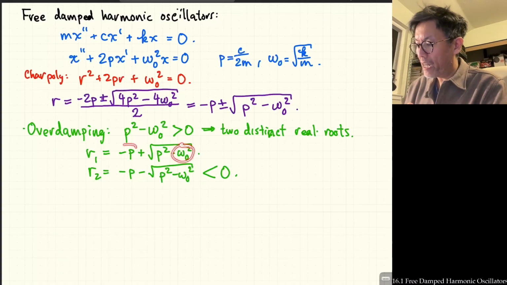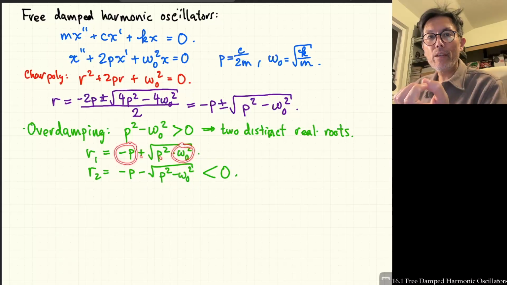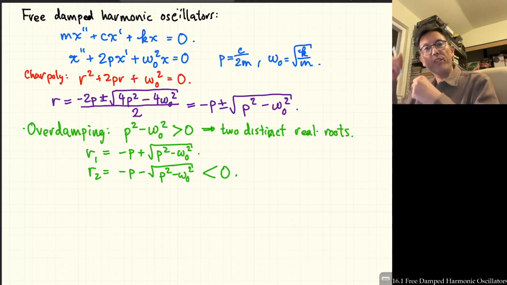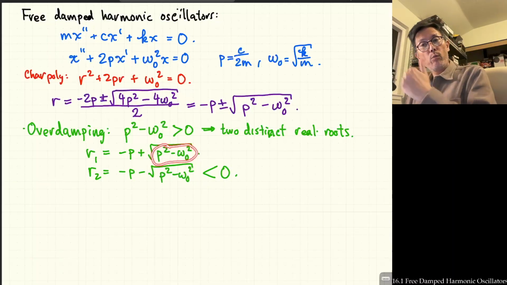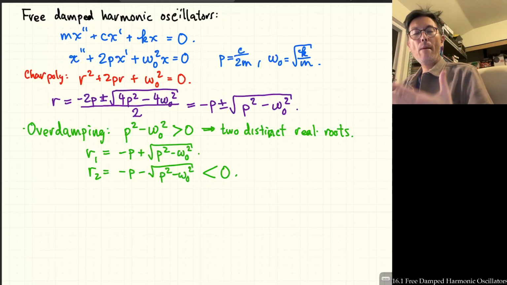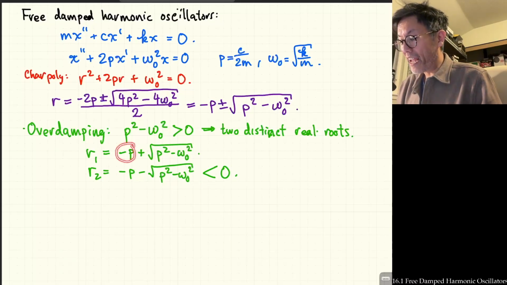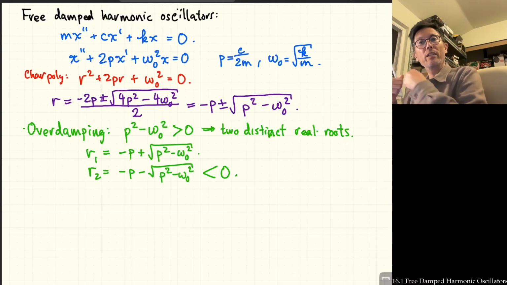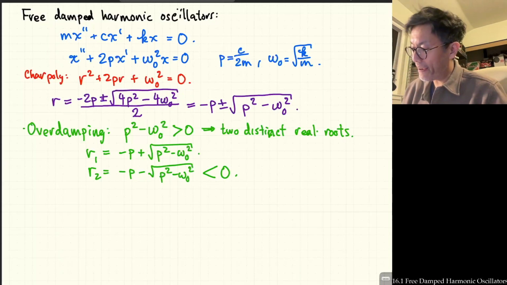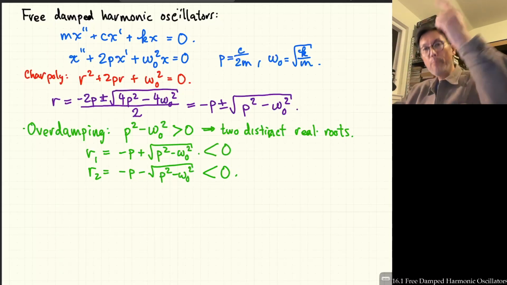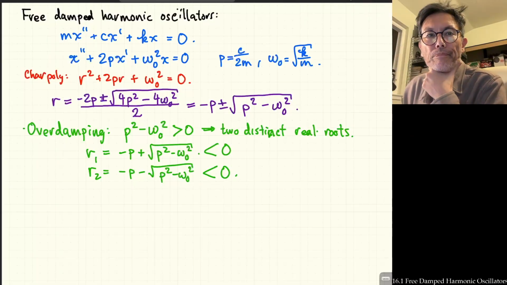And then we would be taking negative p plus p. But now what we're doing here is we're taking a little bit away, something positive away from p squared with p squared minus omega naught squared. So the square root of that is going to be less than p. So in particular, when we take negative p and we add something which is less than p, then what we know is that this is going to be negative. Also, both of these roots are negative.